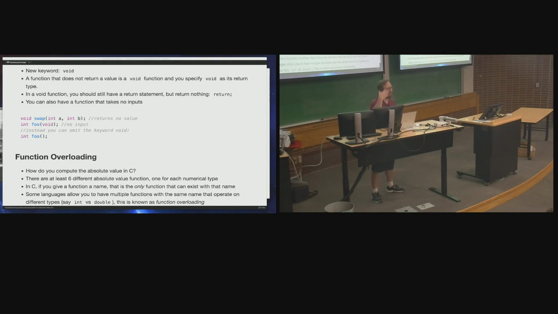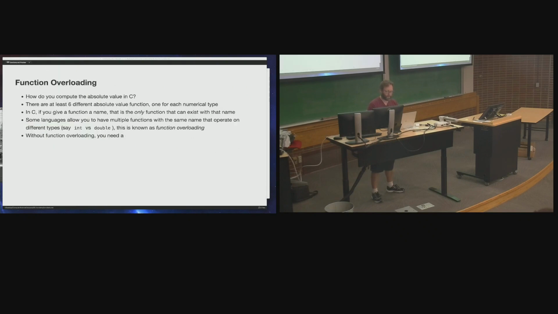Instead, if you want an absolute value function to operate on doubles, you need to give it a different name. So we've got fabs. If you want it to operate on longs, you need to give it a new name, labs, right? So basically, without function overloading, you need a different name for every variation of your functions, even if they do the same or similar things.